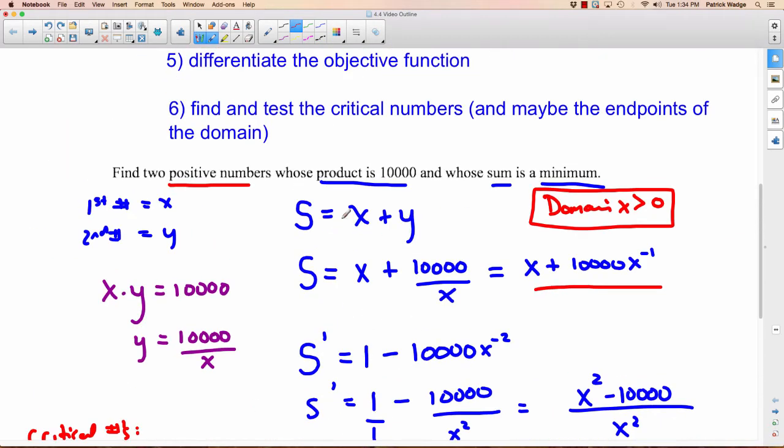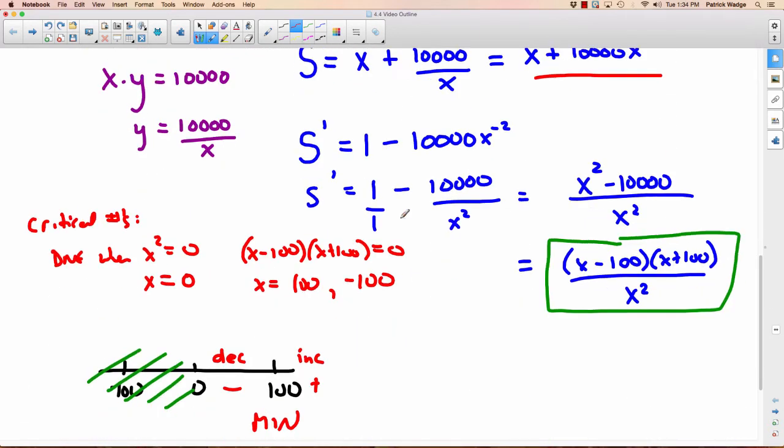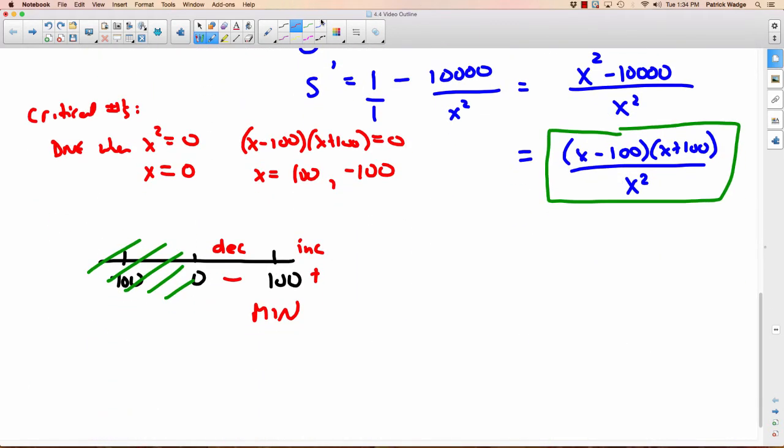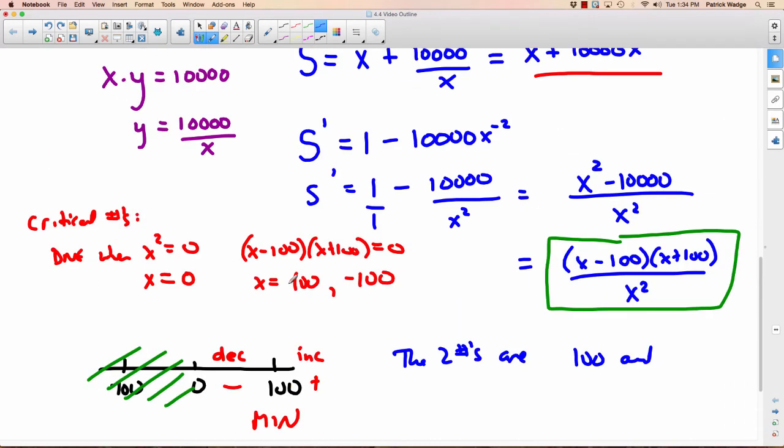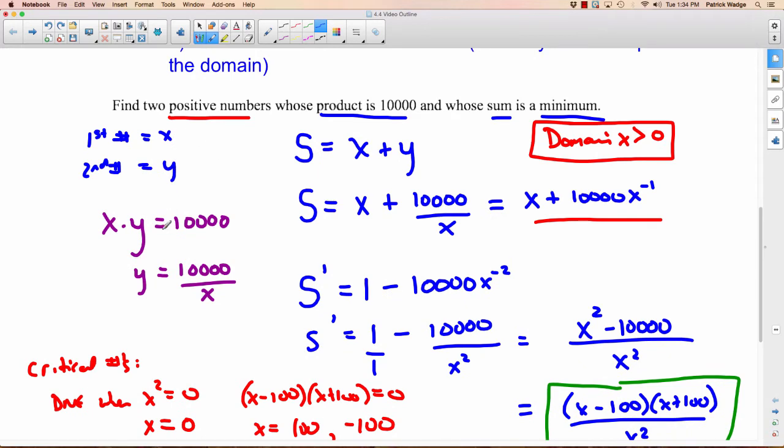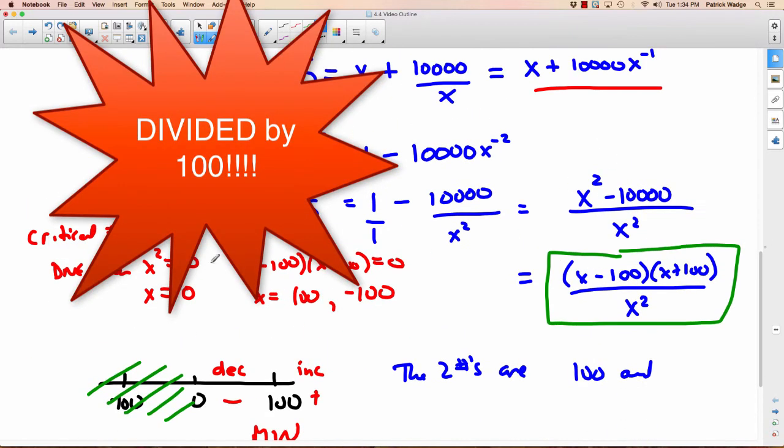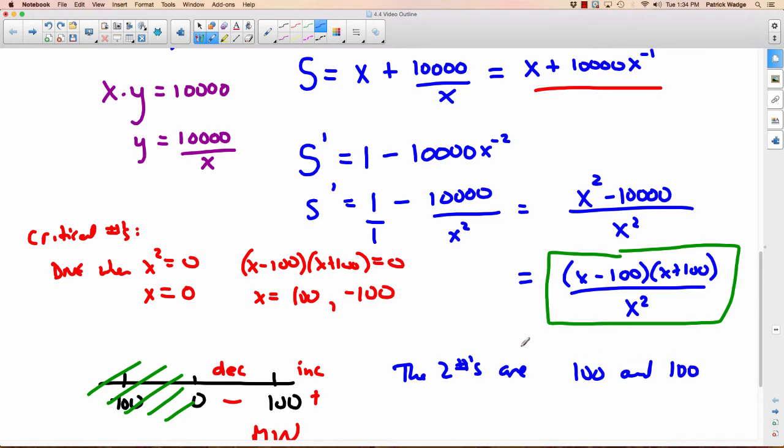But do we need to know what the minimum is? You actually don't. So you have the answer. The two numbers are 100 and, how do we get the second number? Well, this is what x is equal to. So we go up here and we see that the way you get y is you go 10,000 minus 100, and if you go 10,000 minus 100, you're going to get another 100. So the two numbers are 100 and 100.